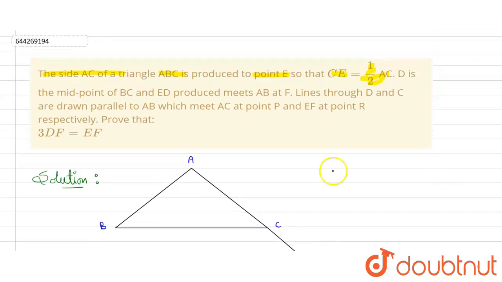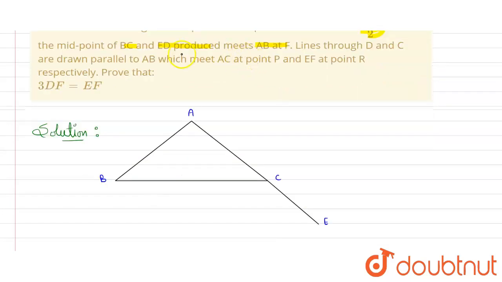Now what else is given here? D is the midpoint of BC, and ED produced meets AB at F. So if I draw from point E, it will go like this, and this point is point D. It is meeting AB at point F.